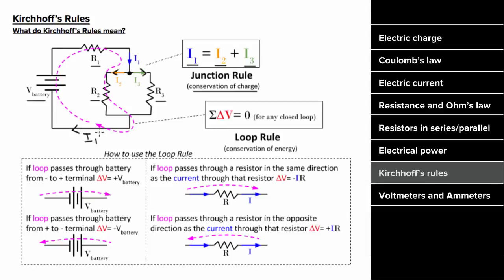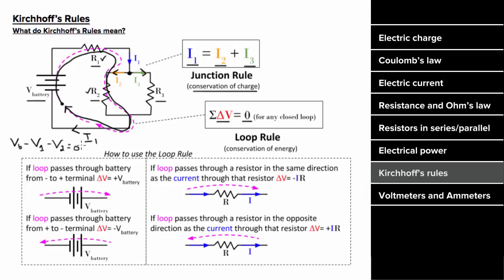And if we follow a closed loop through this circuit, the sum of all the voltages around that loop has to add up to zero, i.e. the voltage of the battery minus the voltage drop across the first resistor minus the voltage drop across the second resistor would have to equal zero.